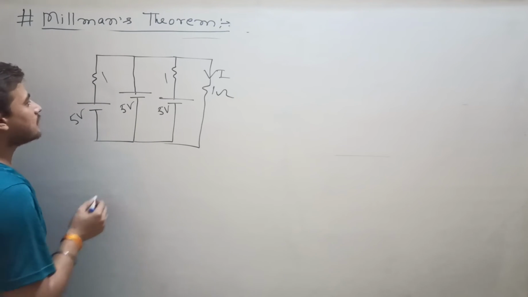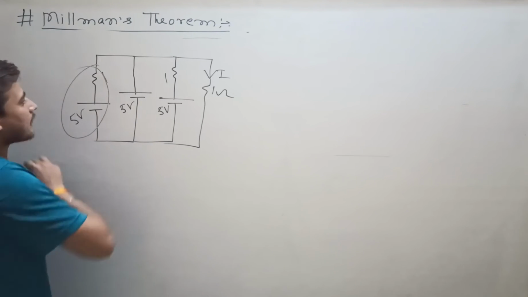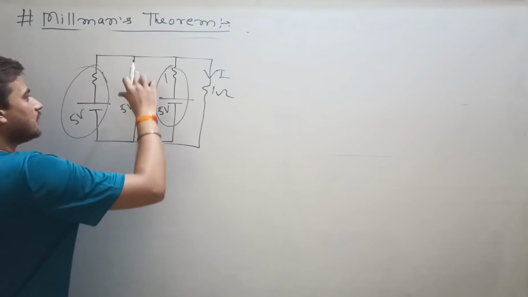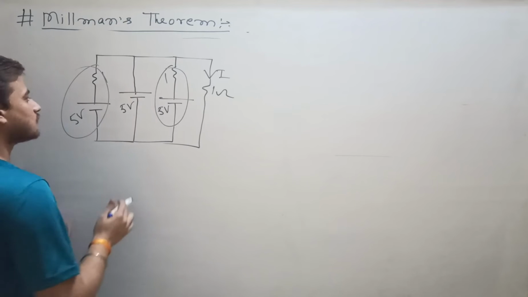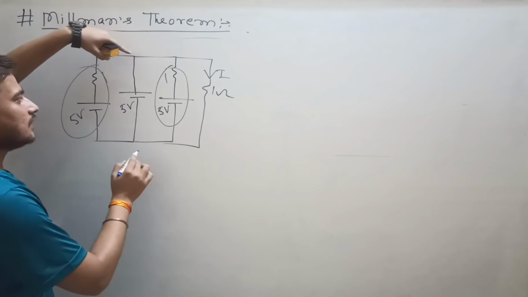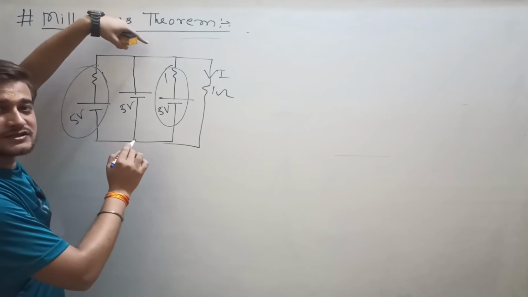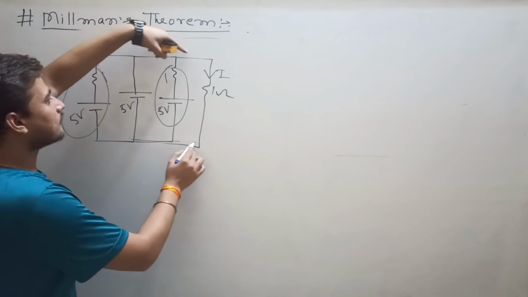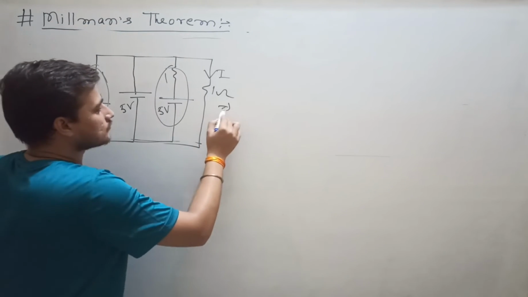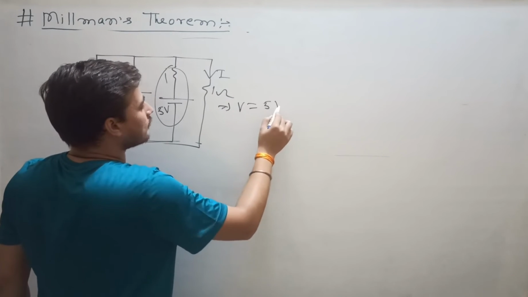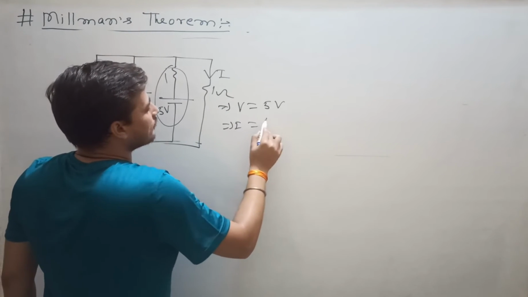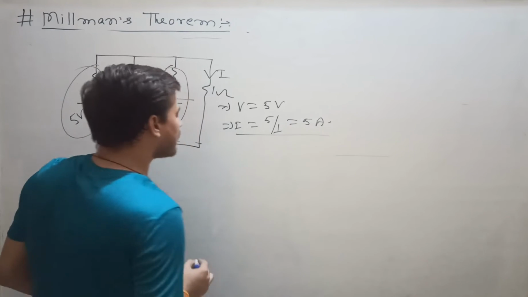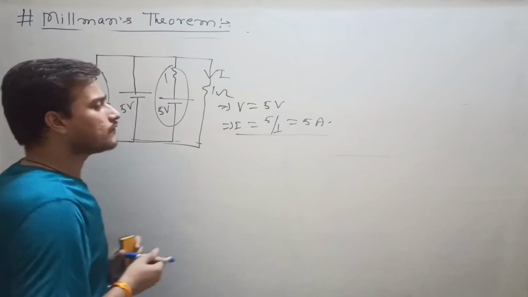Here you see that there is a practical source, there is another practical source, but here it is an ideal source. So what is the job of an ideal source? Its job is to maintain constant terminal voltage across the load. So it will maintain the voltage of 5 volt. So here you will write V equal to 5 volt. So current will be equal to 5 divided by 1, that means 5 ampere. You will directly write the current equal to 5 ampere.